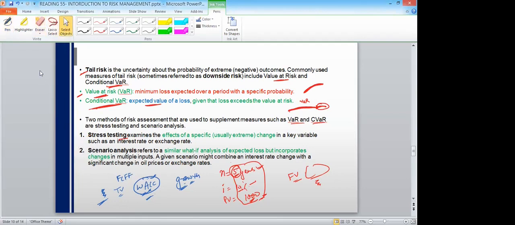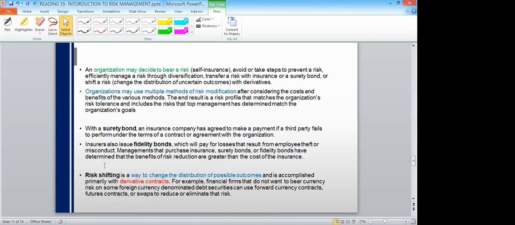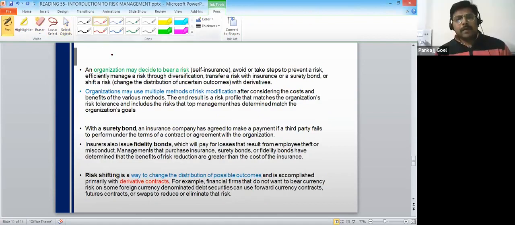Now, you can just read it. An organization may decide to bear a risk, so that is called self-insurance. The organization is saying, okay, this risk is not a very big risk for the organization, so let us try to keep it and let us try to prevent it. It means let us take some steps so that this risk doesn't happen. For example, we are doing diversification. So that is self-insurance.